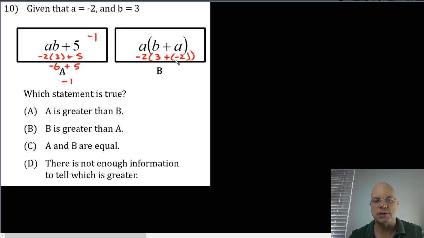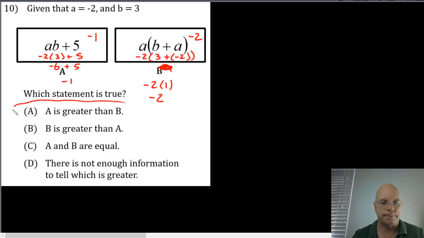And so 3 plus -2 is 1. So I have -2, I'm going to bring it down here, -2 multiplied by this sum, which is 1. And -2 multiplied by 1 is -2, because negative multiplied by positive is negative. So the quantity in box A is -1, and the quantity in box B is -2. -2 is less than -1. -1 is greater than -2, so A is greater than B.